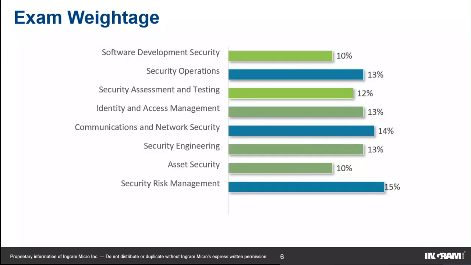This is the typical exam weightage. Security and risk management, which is at the bottom, is the first domain we are covering, but it has the highest weightage, followed by the different domains. These are called the common body of knowledge. CISSP has 8 of them, starting with security and risk management, security software development, security operations, security assessment and testing, identity and access management, communications and network security, security engineering, and asset security.